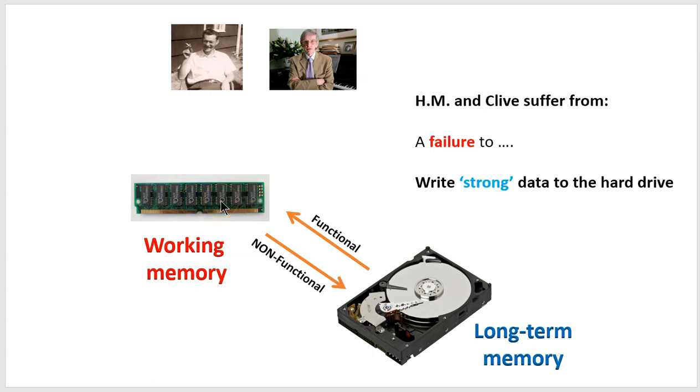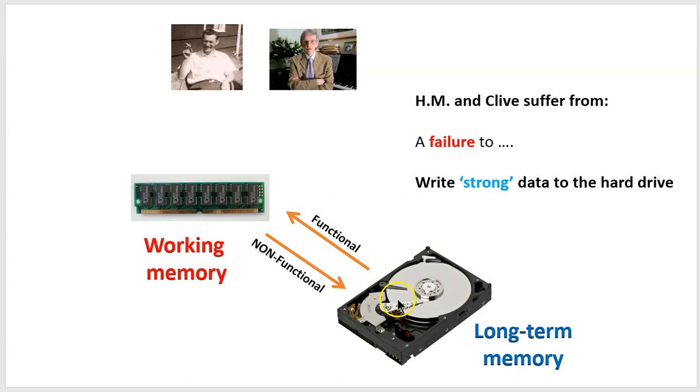Well, the problem with HM and Clive is that whatever's in their working memory cannot be, in a sense, written to the hard drive in a strong way. They will have weak cortical memory traces for stuff they're attempting to learn, but there's no way to strengthen those memory traces in the hard drive without a hippocampus. On the other hand, if they already had strong memory traces stored in the cortex, they can retrieve that information, as we saw with remote memories. So because those remote experiences were well consolidated in the cortex, they can be retrieved at this time even without a hippocampus.